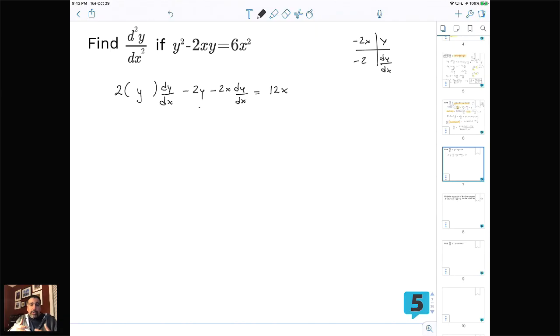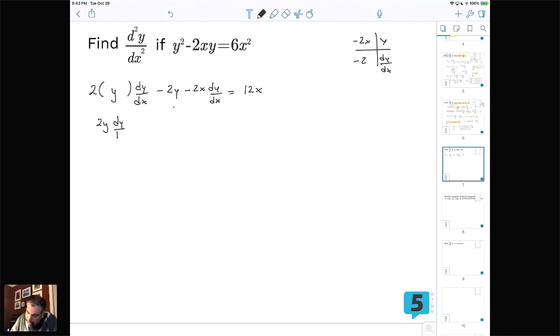Now, again, our job is to isolate the dy over dx. All my dy over dx's are on this left-hand side, so I'm going to keep them where they are. So I'm going to get 2y dy over dx, and then minus 2x dy over dx equals 12x on the other side. And then I'm just going to take a moment and add this 2y to the other side. So I'm going to get 12x plus 2y.